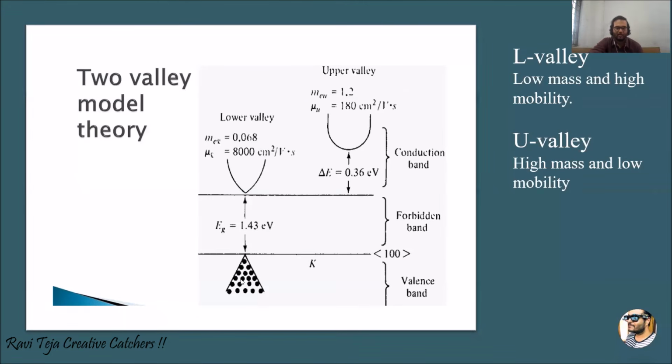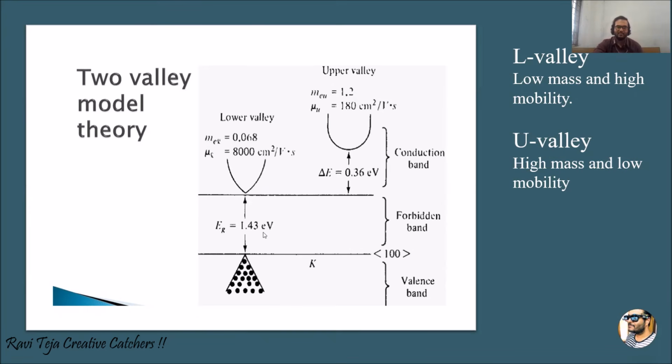So initially, all the electrons, the black dots what you see here, are the electrons. Initially all electrons are in the valence band. As soon as there is an increase in the voltage, the electrons start moving from the valence band towards the forbidden band. This forbidden band is an intermediate between the conduction band and the valence band, and the gap between the valence band and the conduction band in this particular two-valley model theory is around 1.43 electron volt.